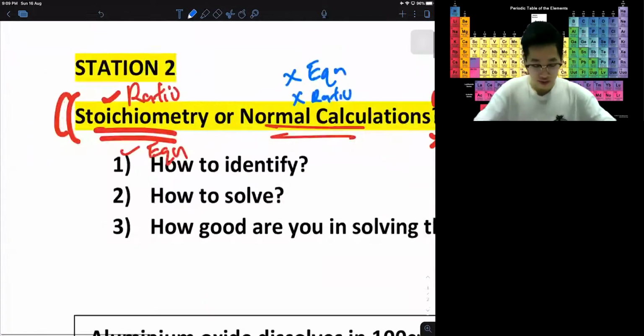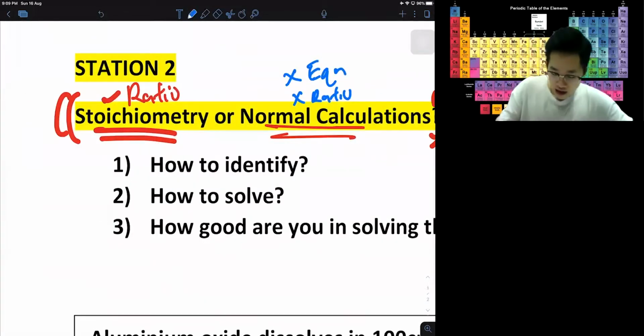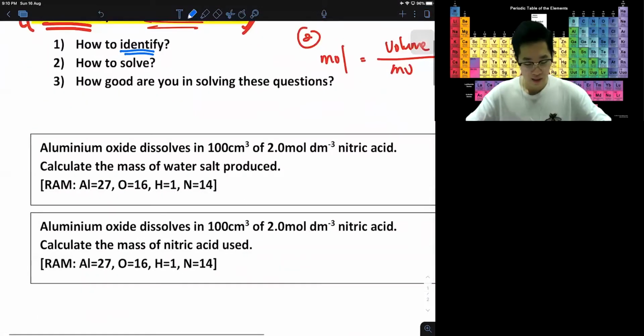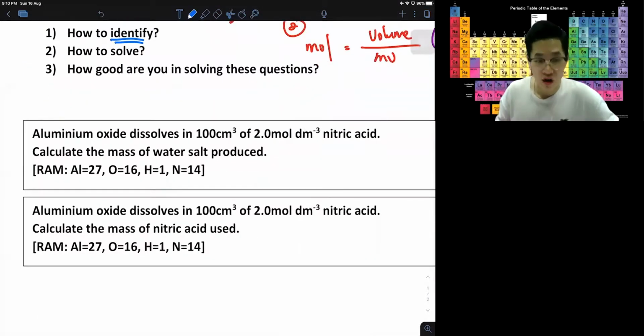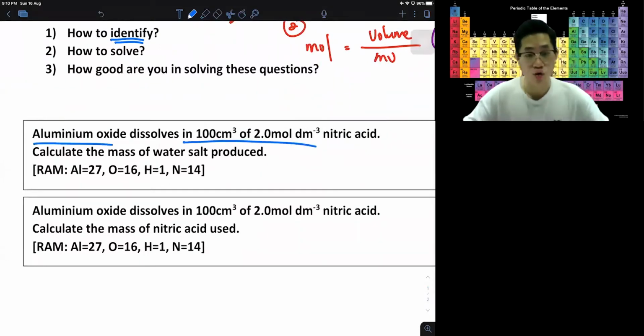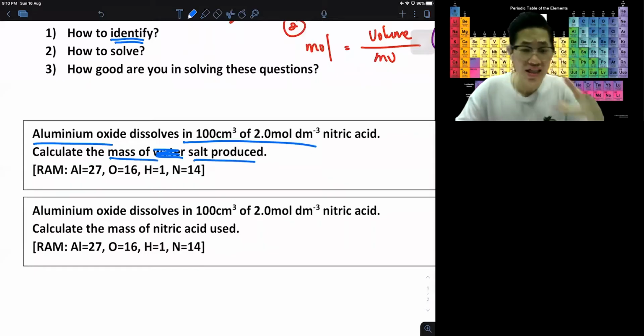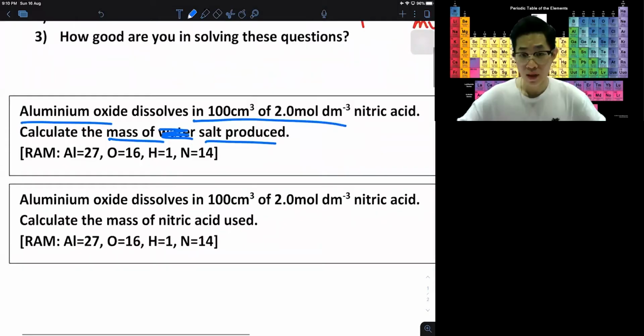Okay, first thing, how to identify whether the question given is a normal question or a 3-mark stoichiometric calculation. We have an example here. Let's say aluminium oxide dissolved in 100 cm3 of 2.0 mole per dm3 nitric acid. Calculate the mass of salt produced. Is this a normal question? Normal question means we are not going to use mole and equation. So how do I identify the type of question?